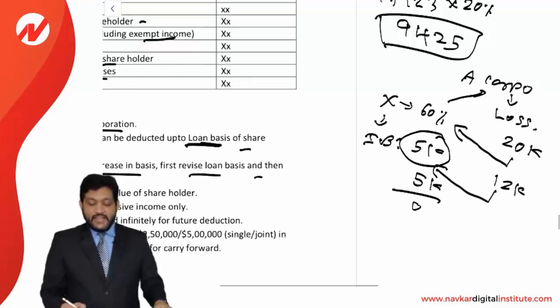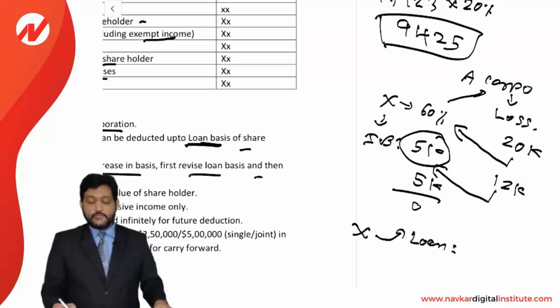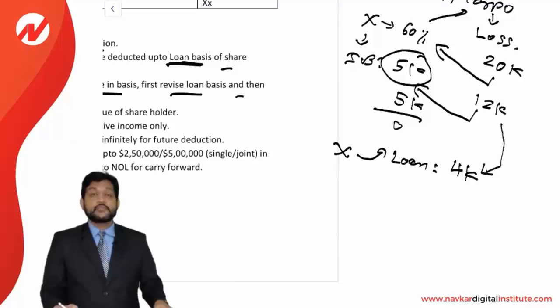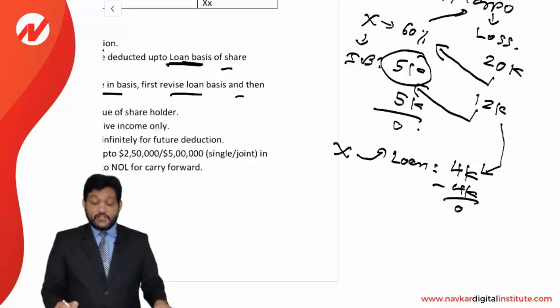Now let us say X has also given a loan to S corporation worth 4,000. So he can deduct the loss up to loan basis also. In that case, loan basis will also become 0. He can deduct the loss up to basis, and also up to loan basis. Now you see 5 plus 4, 9,000 of loss has been deducted, so the remaining 3,000 loss will be carried forward.